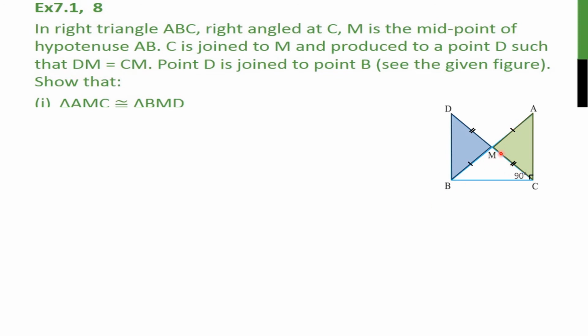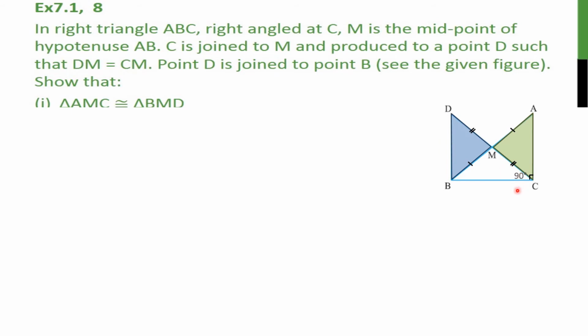Opposite to 90 degrees is the hypotenuse. So M is the midpoint of AB. That means AM is equal to MB. And it is produced to a point D such that DM is also equal to CM. So three conditions are given over here. First, AM is equal to MB. Second, DM is equal to MC. And third, angle C is 90 degrees.